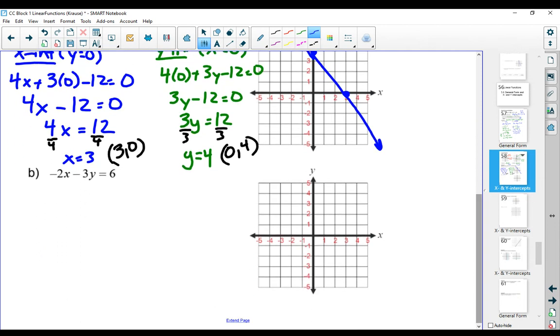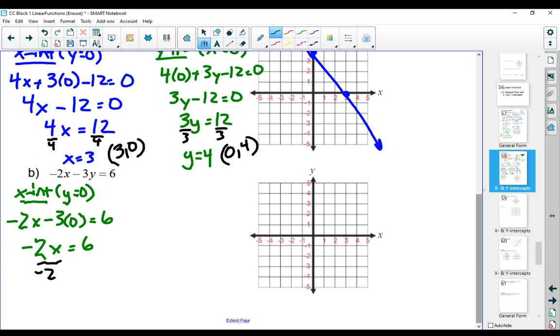All right, let's do another practice one. So we've got negative 2x minus 3y equals 6. To find the x-intercept, we let y equal 0, and we solve for x. So negative 2 times x minus 3 times 0 equals 6. So negative 2x equals 6. Divide by negative 2. X equals negative 3.